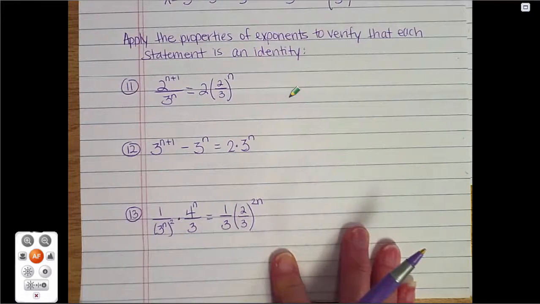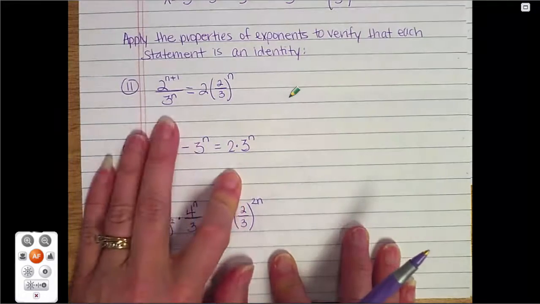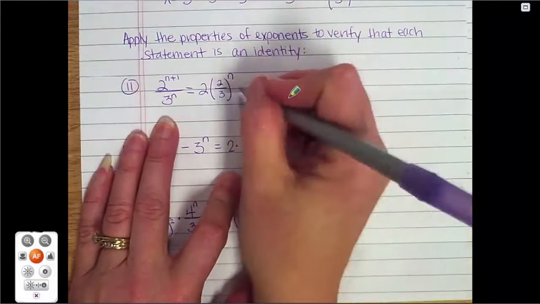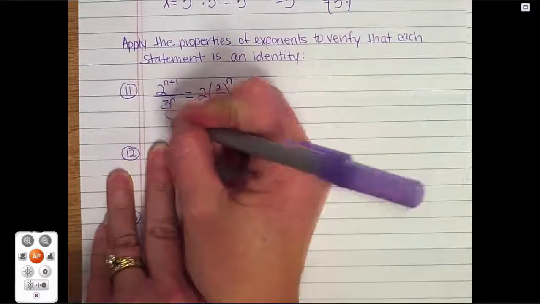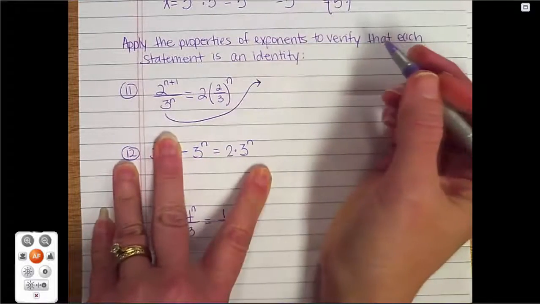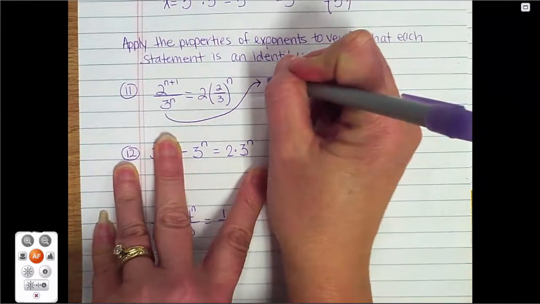Okay. So we can apply properties of exponents to verify identities. Remember, an identity is a statement that's always equal. So what I'll do is I'll work on my left side to make it look like my right side. So I have 2 to the n plus 1, which is really 2 to the n times 2 to the 1. And that's over 3 to the n.